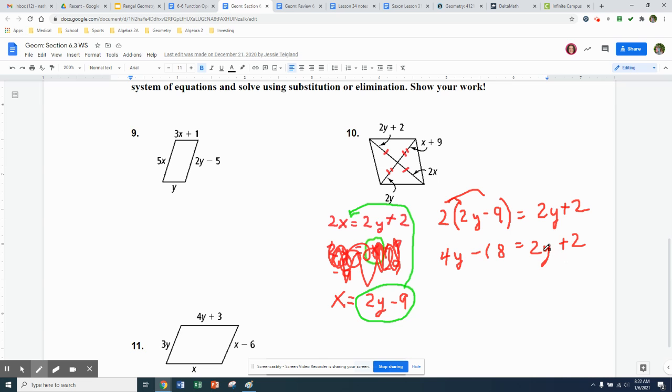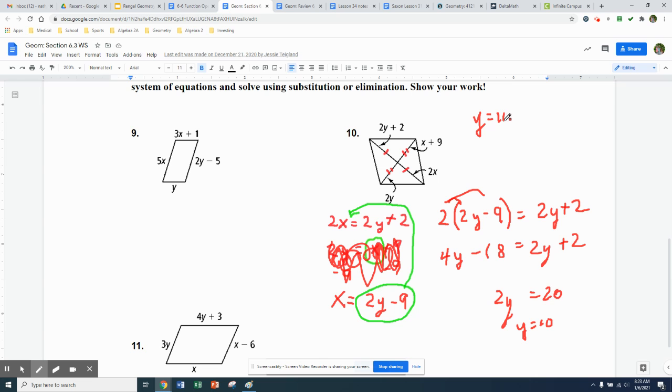And then we'll do our last steps of algebra. I'll subtract the 2y over, which is going to make 2y. I'll add 18 over, which is going to make 20. So I'll get y is equal to 10. That's half the problem. So now I know y is equal to 10.